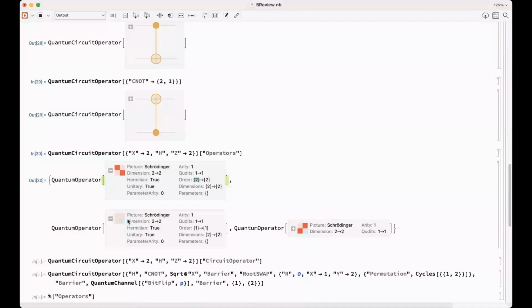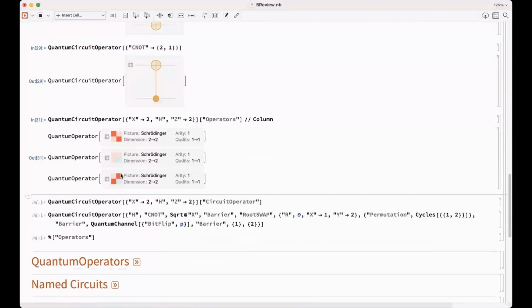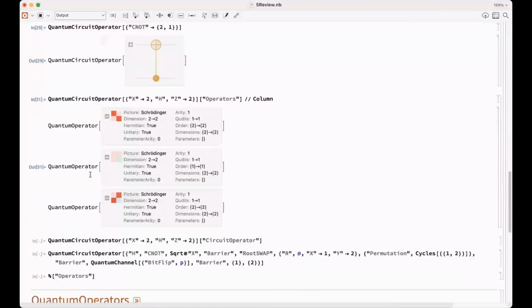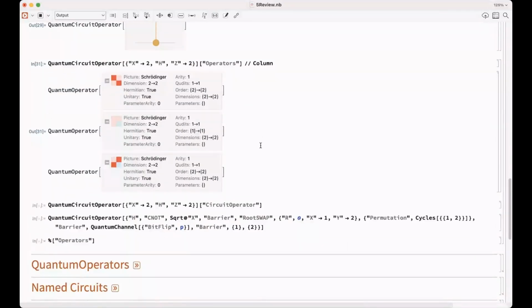The second one, you see, is the Hadamard. There is no argument, so automatically the operation is on the first qubit, and the last one, Pauli Z, acts on the second qubit. As you can see, the summary box contains some other interesting information, for example, if it's Hermitian, if it's unitary, etc. So you can get it directly, or you can get it manually, through some operations.